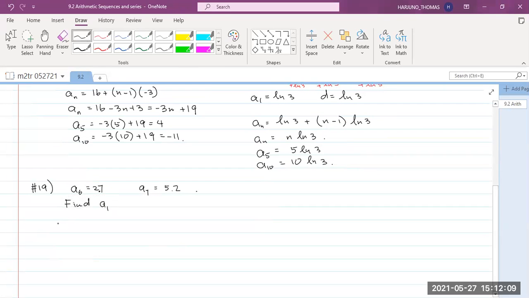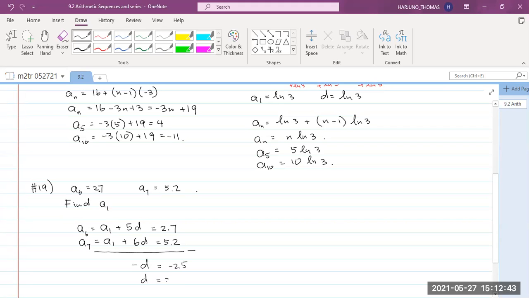We know that the sixth term is the first term plus 5 times the difference. That's 2.7. While the seventh term is the first term plus 6 times the difference. That's 5.2. Now if you subtract, you see the first term cancels. So you get negative d equals negative 2.5. So the common difference is 2.5.